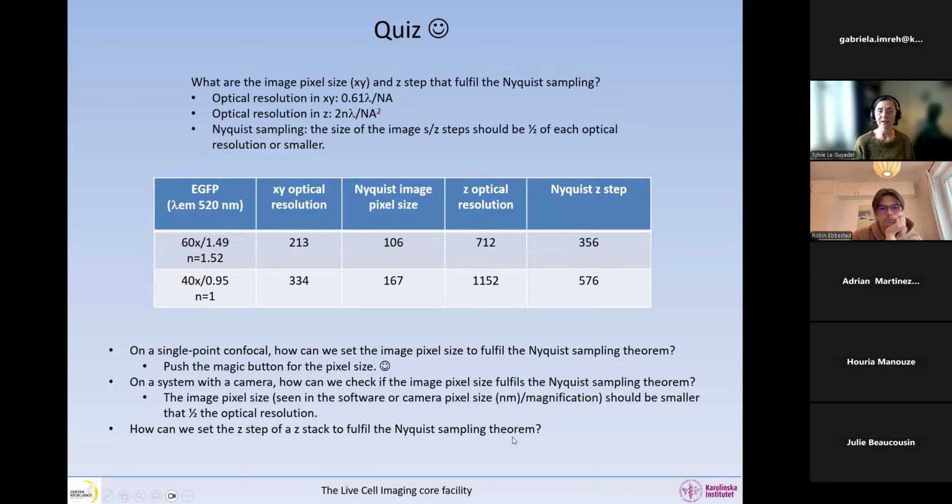Okay, what about on the Z-stack? What can we do to make sure that we are collecting everything that the objective is giving us when we acquire a Z-stack? How do we set the Z step?